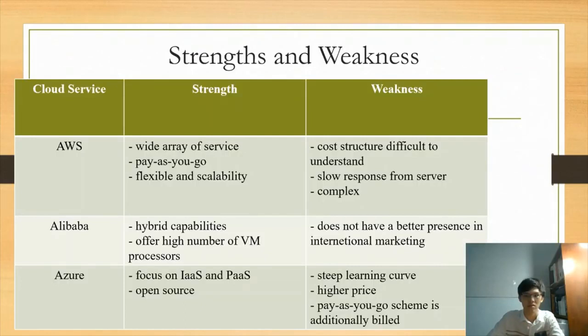Now I will talk about the strength and weakness for each of the cloud service provider. For AWS, its strength is that it provides a wide array of services spanning from computing to machine learning and analytics. It is a pay-as-you-go payment scheme, and it is flexible and has instant scalability.